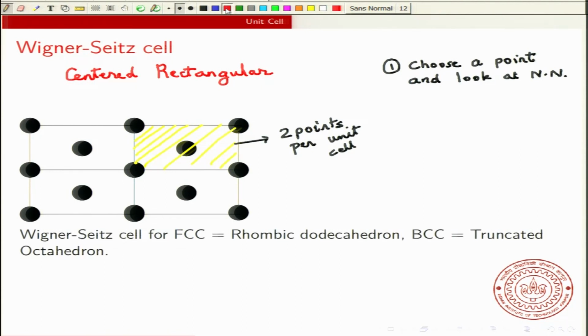So let us say I choose this point, and I identify its nearest neighbors. Let me identify it in light blue. The points nearest to this are this, this, this and this. It depends on whether this length is longer or this length is longer, and that really depends on the dimensions of the rectangle. So let's consider a case where these lengths are the shortest.